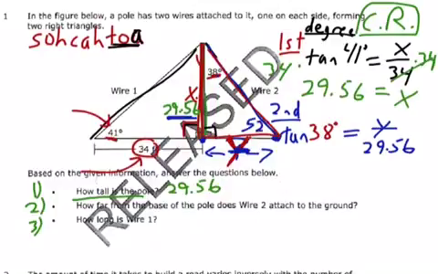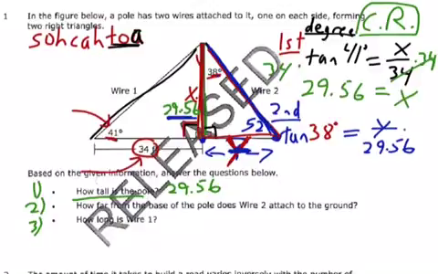I could have used this angle like I said earlier. That one's 52 degrees because 90 minus 38 is 52. In that case, that would be tangent yet again. Tangent of 52 because the hypotenuse is not involved. We would only use the hypotenuse, sine or cosine, if we wanted to find out wire 2. So that would be another tangent.